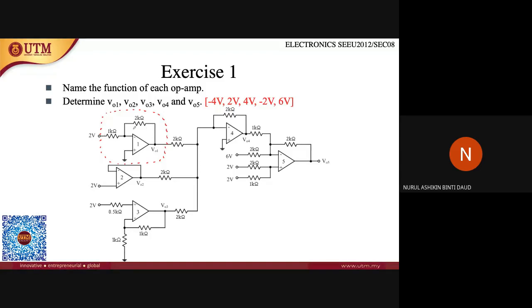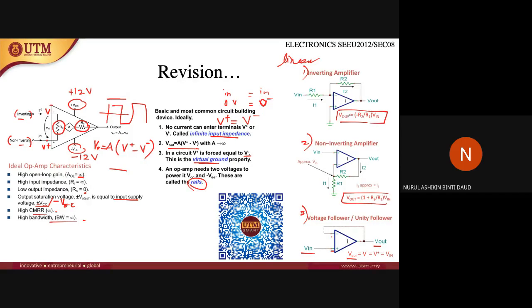So keep the inverting formula in mind. To solve the inverting formula, let's look back at this equation: V out is equal to minus R2 over R1 times V in.